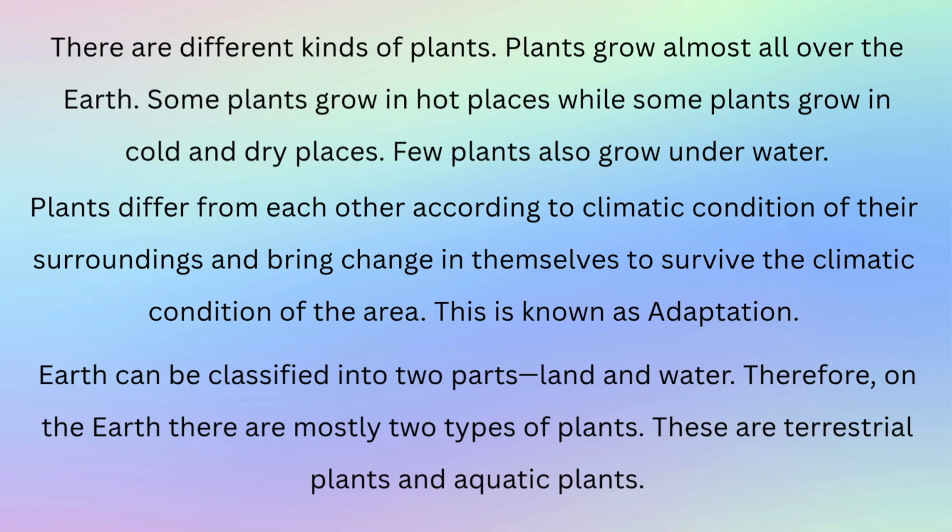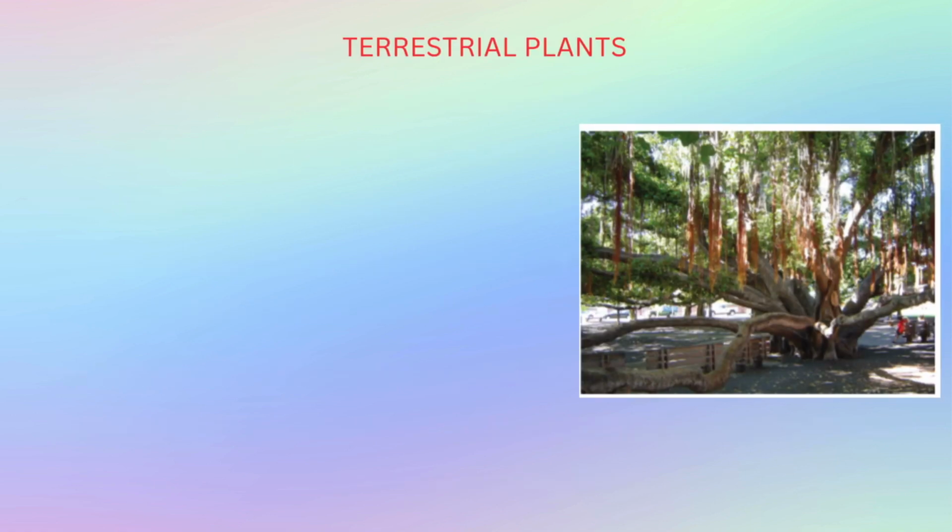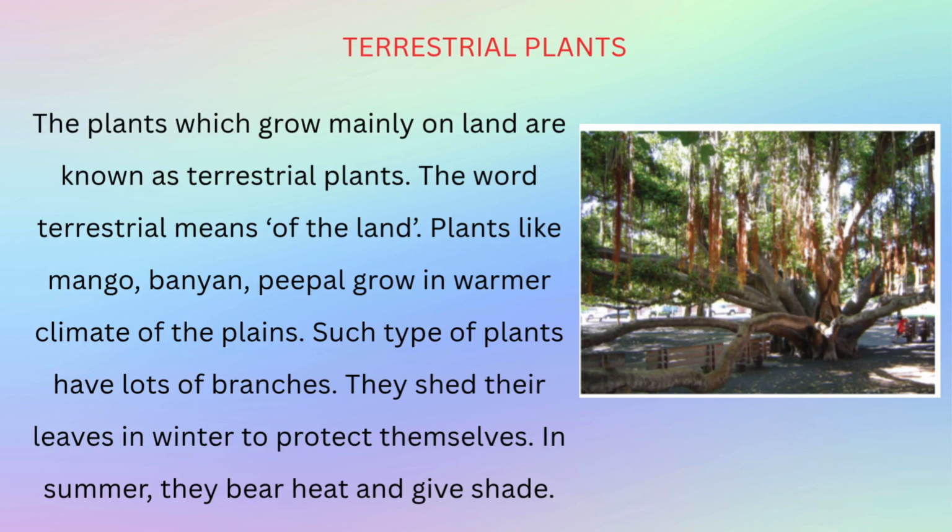Earth can be classified into two parts, land and water. Therefore, on the earth there are mostly two types of plants. These are terrestrial plants and aquatic plants. Terrestrial plants. The plants which grow mainly on land are known as terrestrial plants. The word terrestrial means, of the land. Plants like mango, banyan, peepal grow in warmer climate of the plains.